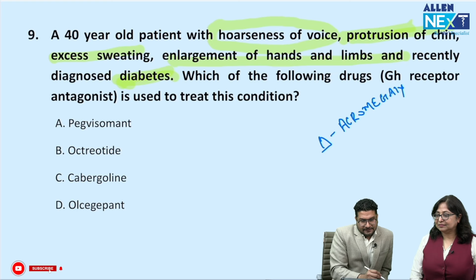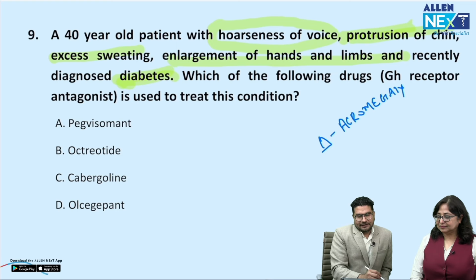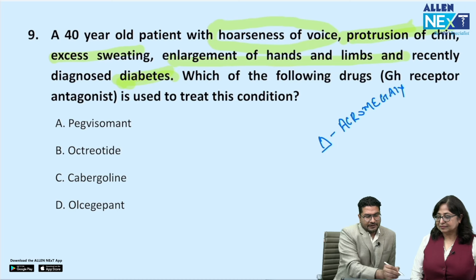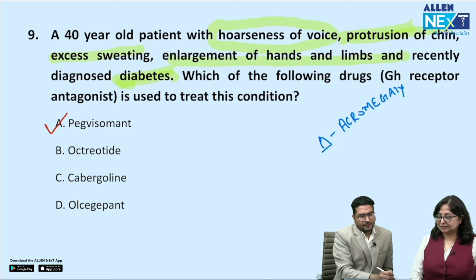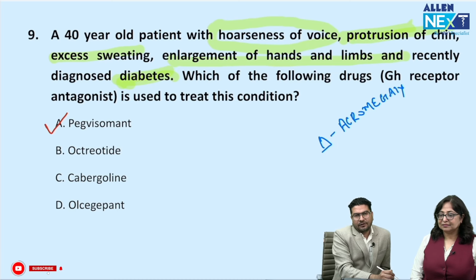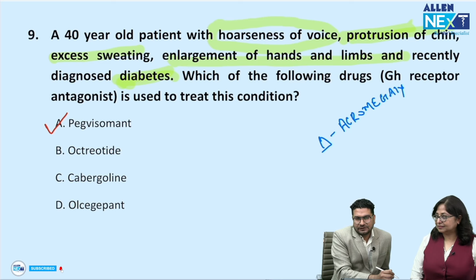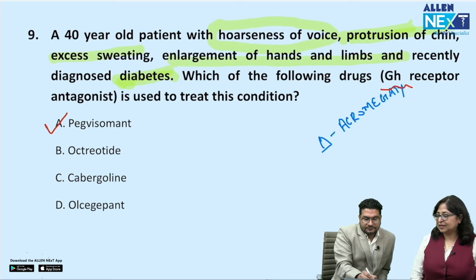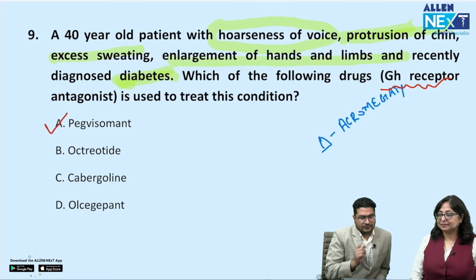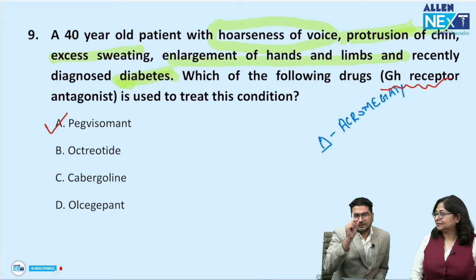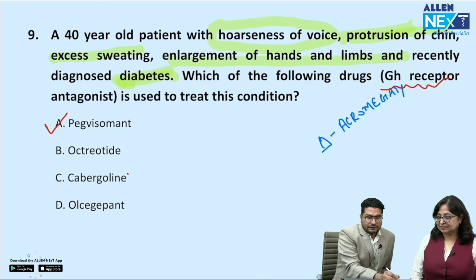Okay, so let's see the options. Pegvisomant. Yes, pegvisomant is a growth hormone antagonist. So the answer is A. So what about the other options? You can see octreotide. Octreotide is a somatostatin analog. Do we use this in the treatment? Answer is yes. It is also used, but it is not a growth hormone antagonist. It is a somatostatin analog. Cabergoline we use to treat macroadenoma. This will shrink or reduce the tumor size. So do we use this? Yes, we can also use this, but it is not a growth hormone antagonist.